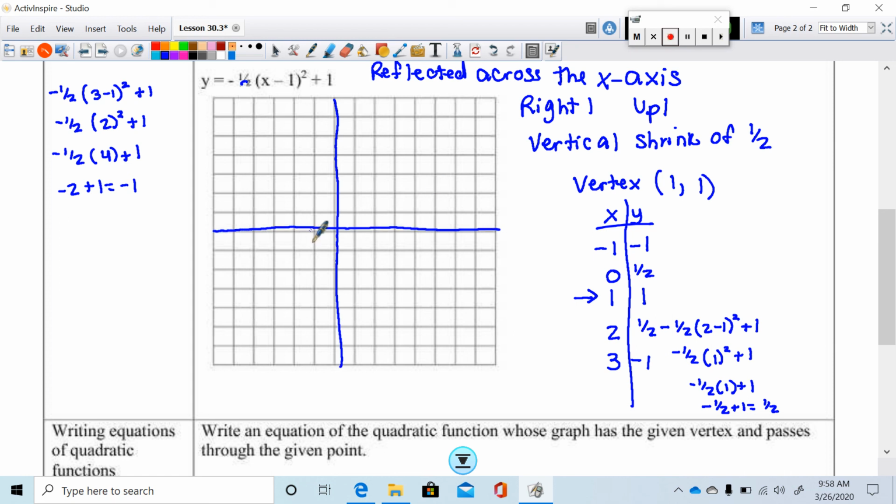-1, -1, 0, 1/2, 1, 1, 2, 1/2, and 3, -1.